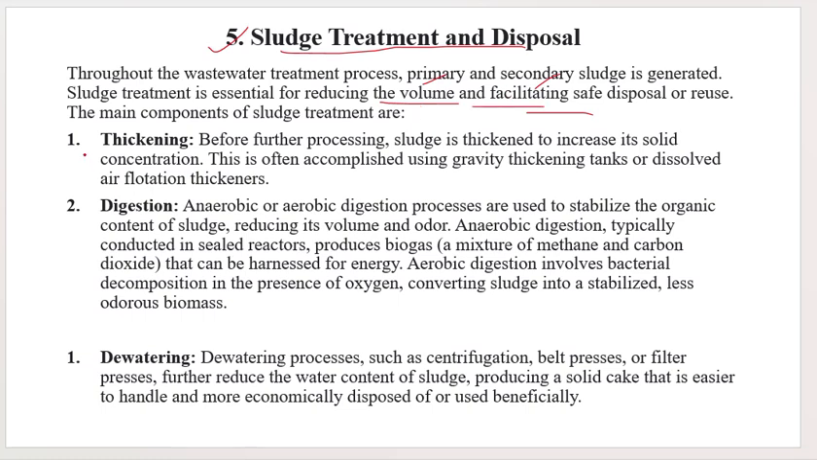So here the first stage is thickening. Before further processing, sludge is thickened to increase its solid concentration. This is often accomplished using gravity thickening tanks and dissolved air flotation techniques. Thickening is done before further sludge treatment.